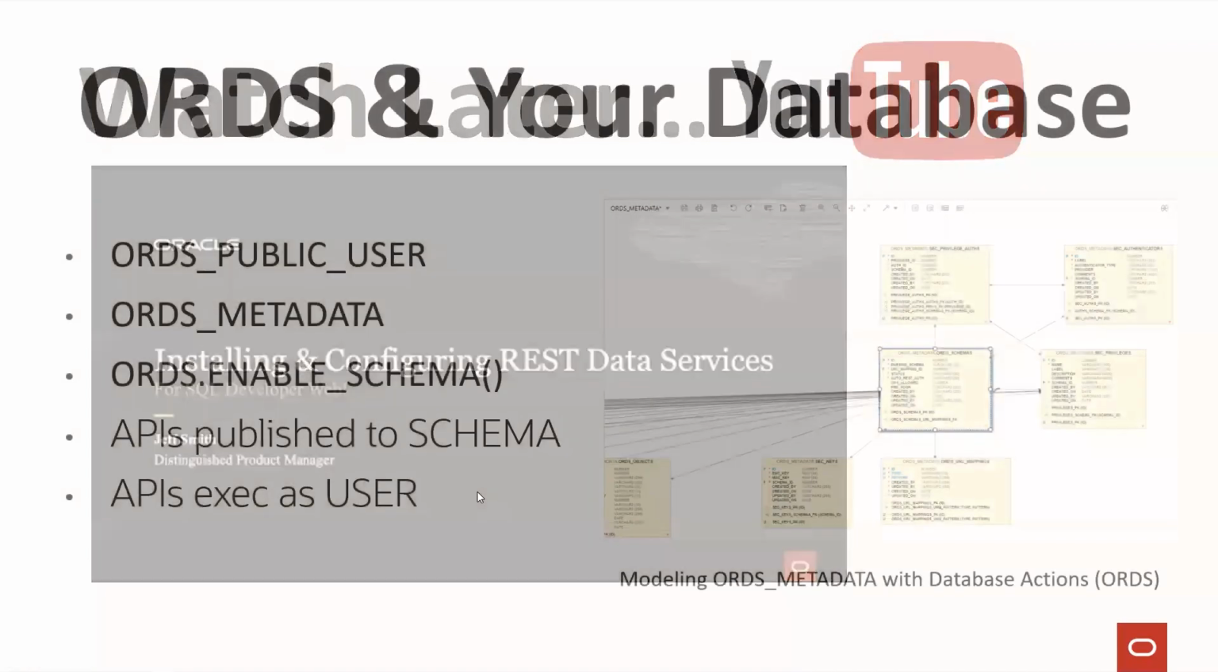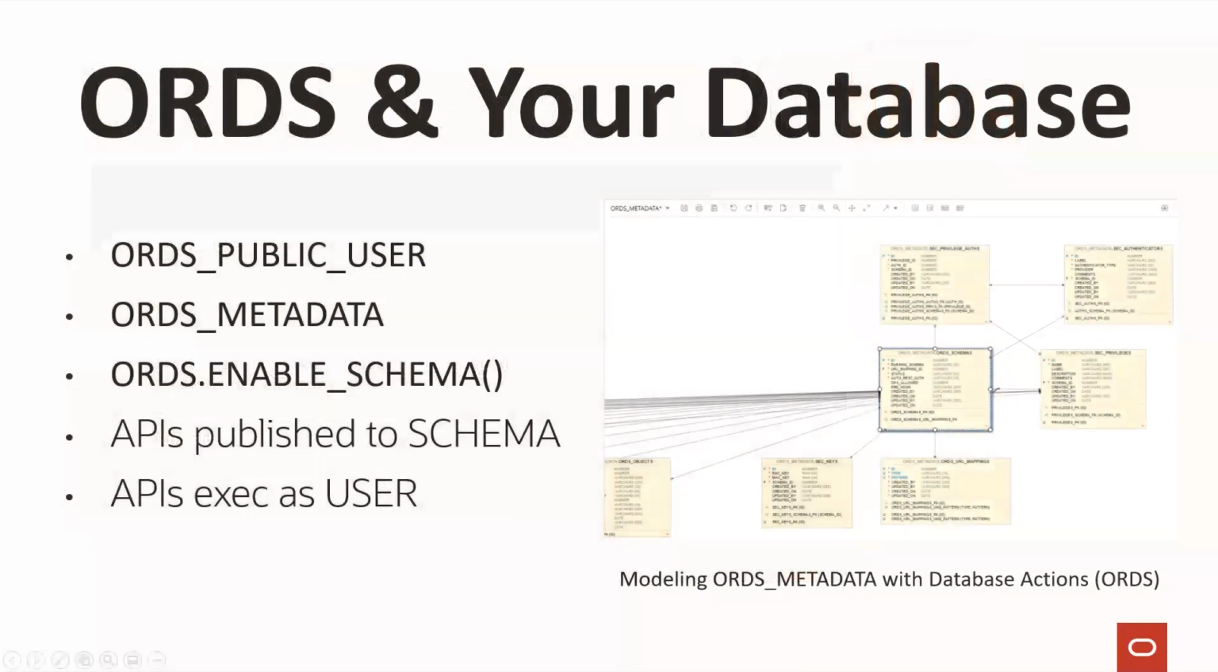Everyone wants to know, hey, what goes into the database? For ORDS to work, we have to know about your database. And once we know about your database, we start to put things inside of it. The first thing we put inside your database is a user called ORDS public user. That's the user that we use to make those connection pool sessions on.